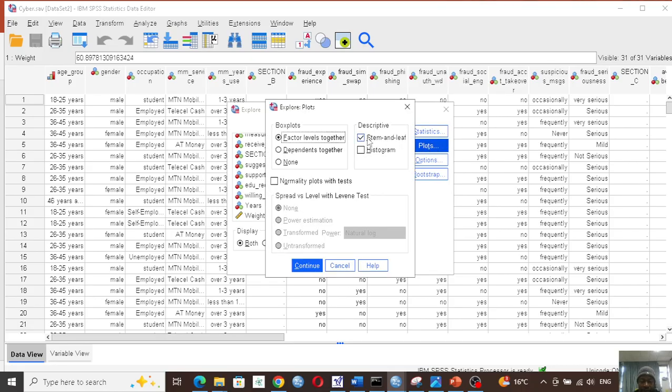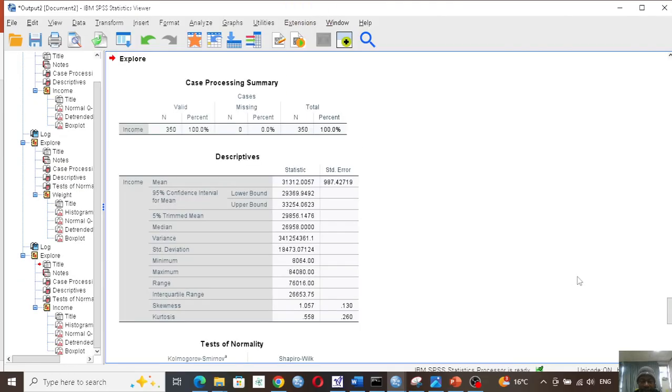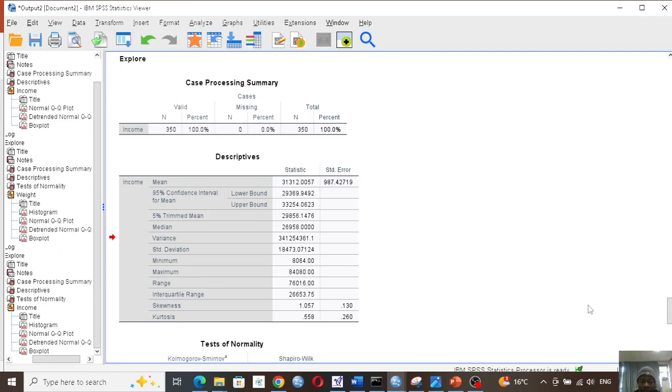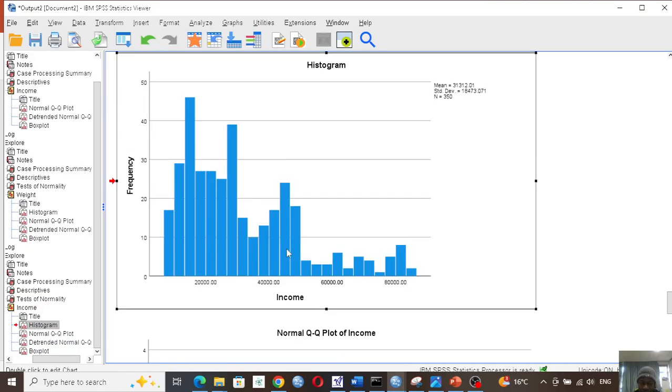When you come to the plots, uncheck this one, use the histogram, and then also check normality plots with tests. I think these are the only two things you need. Then you continue, then you say okay. Now SPSS has displayed a lot of information. What you need here is the test of normality, and then the histogram.